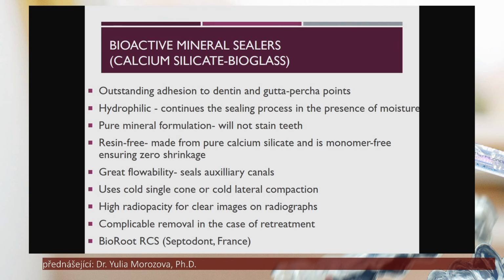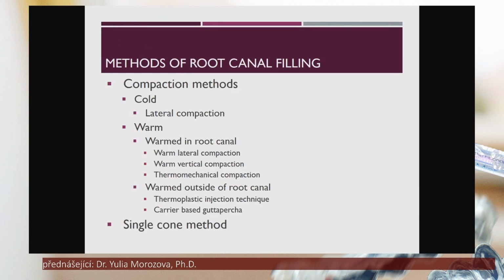They are used with so-called cold single cone or cold lateral compaction methods. They have high radiopacity, but if it's necessary to remove them, it's really complicated because they are really hardened after hardening. Like representatives, we can say about, for example, BioRoot RCS sealer, but nowadays, of course, there are others.